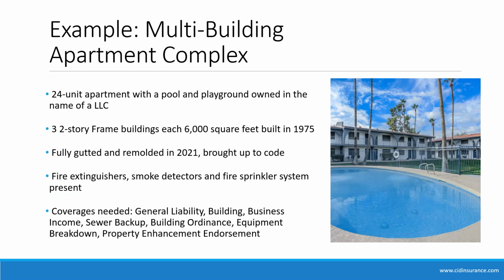All right, so this example is a multi-building apartment. This one is a 24-unit apartment. They have a pool, they have a playground, and it's owned in the name of an LLC. So in this instance, we have three two-story buildings, each 6,000 square feet, each with 8 units in it. To make this easy math for me, built in 1975.